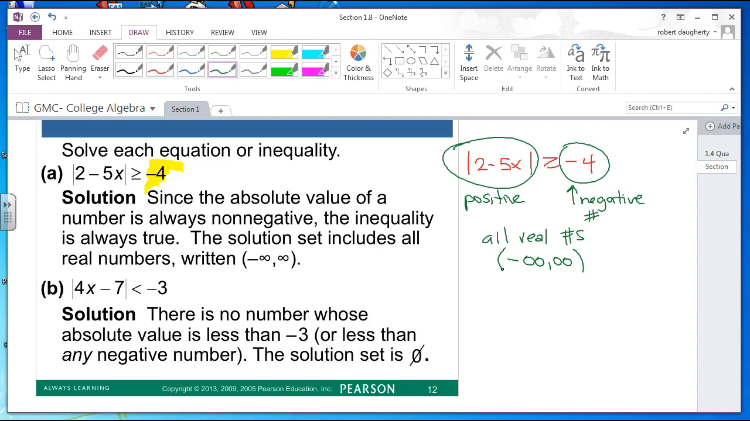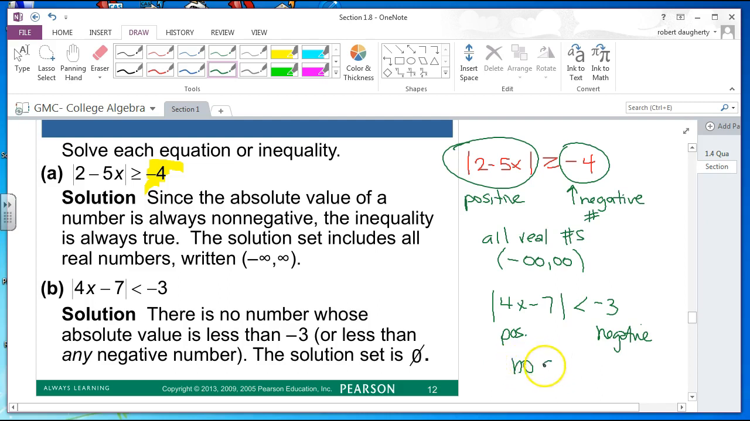Now look at the situation here, a little bit different. |4x - 7| is less than negative 3. This is a negative number. This is a positive number. Are there positive numbers that are less than negative 3? Like negative 5, negative 7, those aren't positive numbers. There's no solution to this. So this is sort of the trick question. Anytime you see absolute value inequalities and you've got negative numbers over here, you're going to have one of the situations where the solution is all real numbers or no real numbers. You've got to be able to put a little bit of intuition or thought into that process.